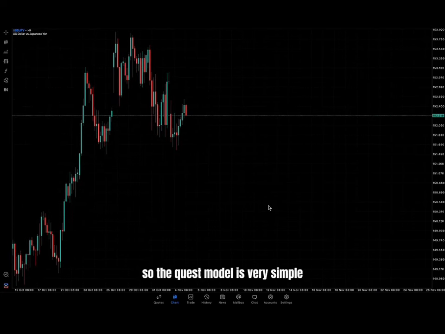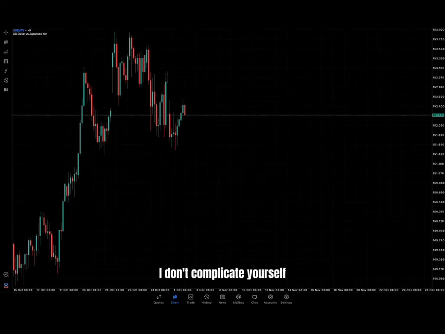So the Quasimodo is very simple. Don't complicate yourself, it's quite simple.